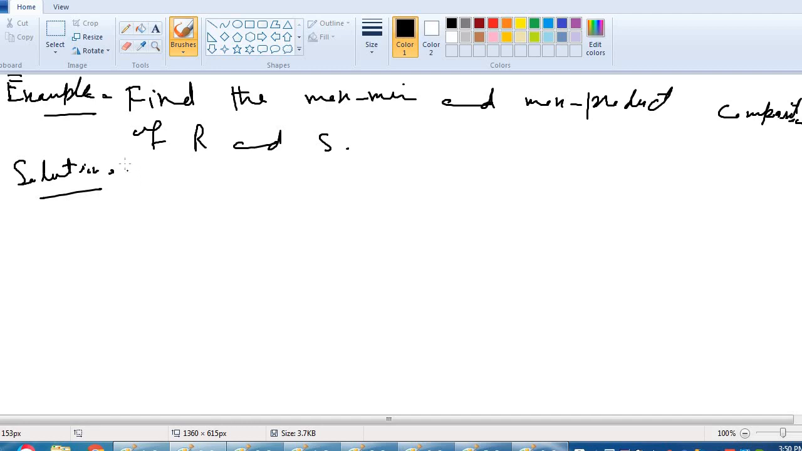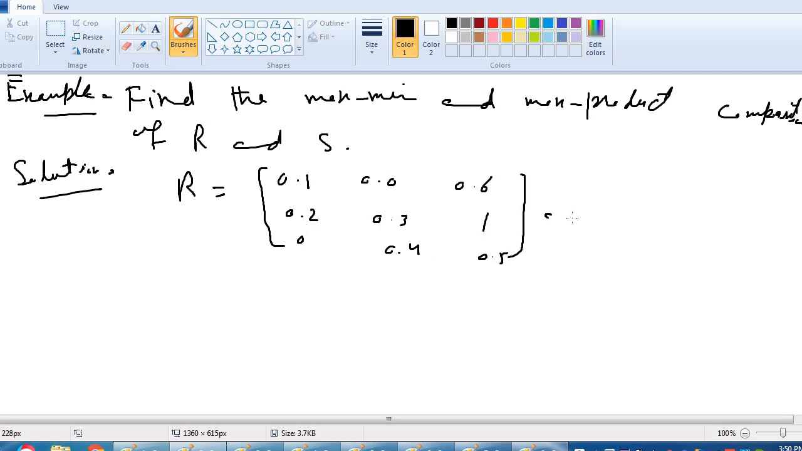First we will take R and S. We are given the values of R and S. Here R is equal to the matrix 0.1, 0.0, 0.6; 0.2, 0.3, 1; 0, 0.4, 0.5, and S is equal to 0.2, 0.5, 0; 0.9, 1, 0.3; 1, 0.5 and 0.4.